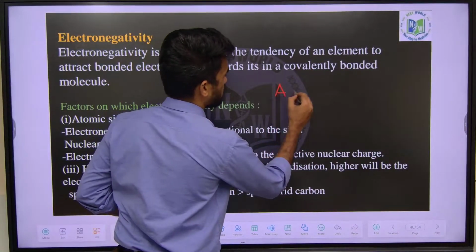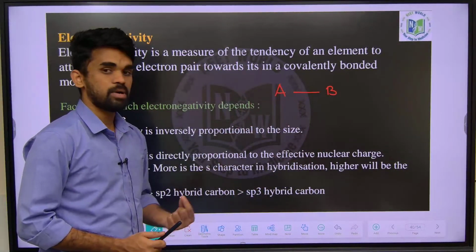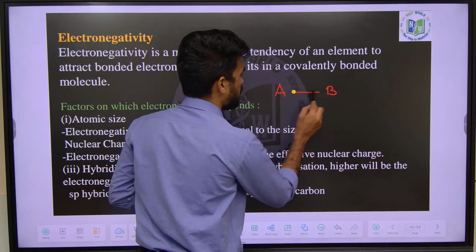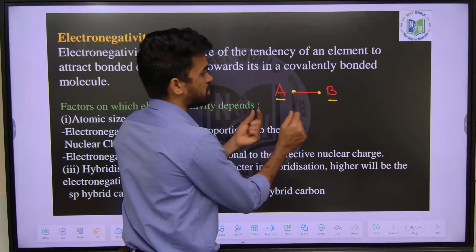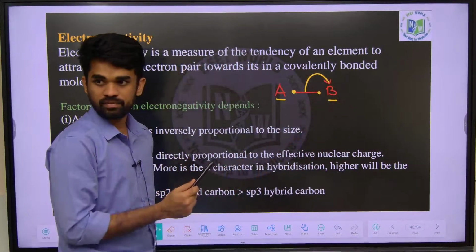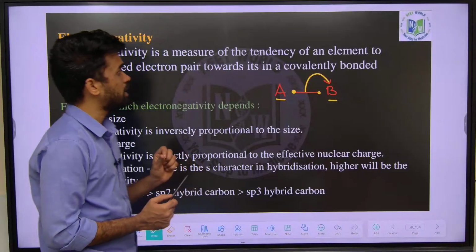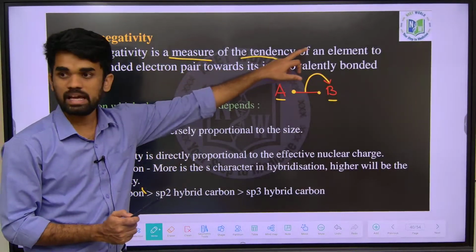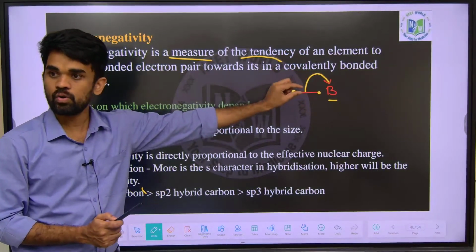If there is a molecule AB formed by a covalent bond, A and B are different elements. One of these elements has more tendency to drag the bonded electrons towards itself. That concept is called electronegativity. So what is meant by electronegativity? It provides the measure of the tendency of an element to drag the bonded electrons towards itself in a covalent molecule.